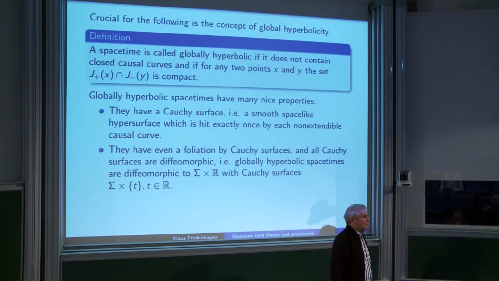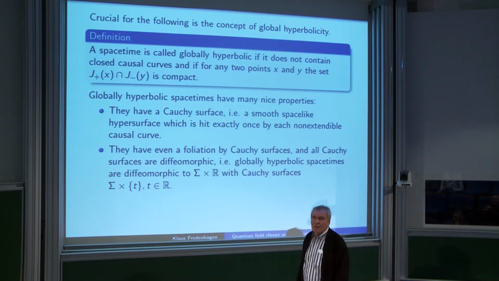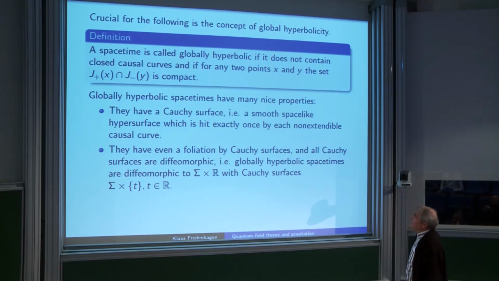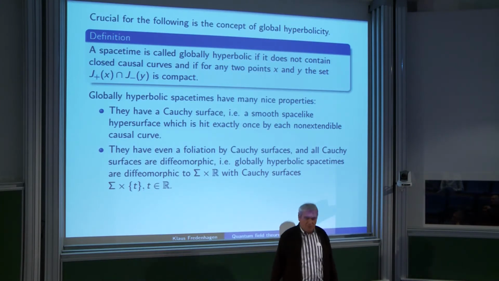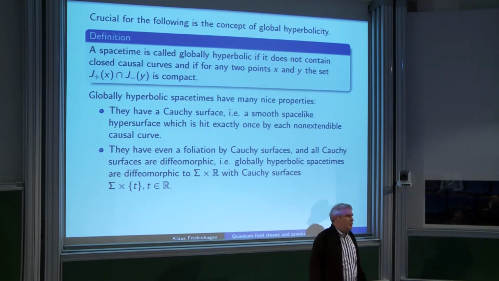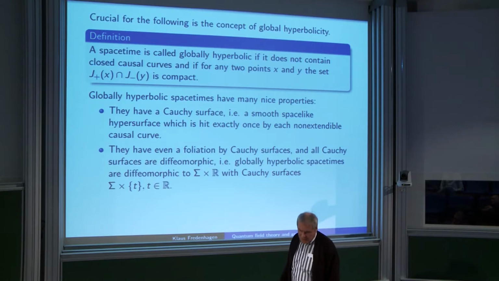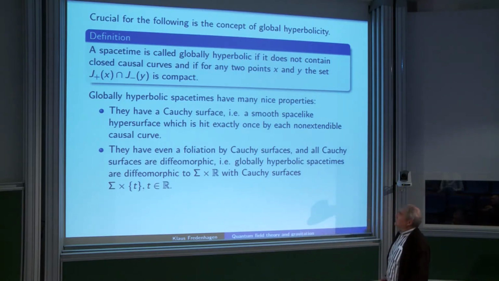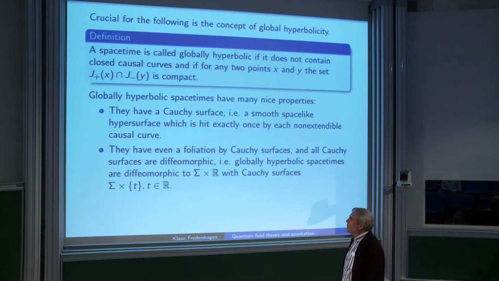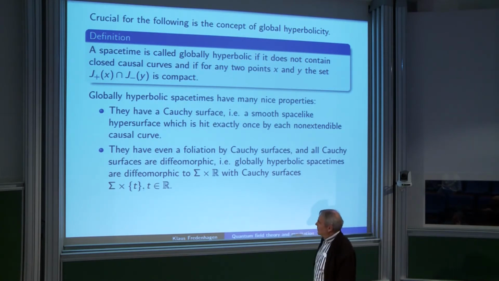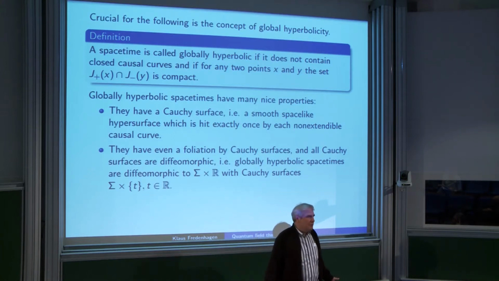Now, what is important for the following structure is the notion of global hyperbolicity. So space-time is called globally hyperbolic if it does not contain closed causal curves, and if for any two points x and y, the intersection of the past of y and the future of x is a compact set. And the nice feature of these globally hyperbolic space-times is that they have Cauchy surfaces, so hypersurfaces which are hit exactly once by each non-extendable causal curve. And they even have a foliation by Cauchy surfaces. So they have a rather simple structure: they are diffeomorphic to a product of some manifold sigma times the real axis. In particular, globally hyperbolic manifolds are never compact.